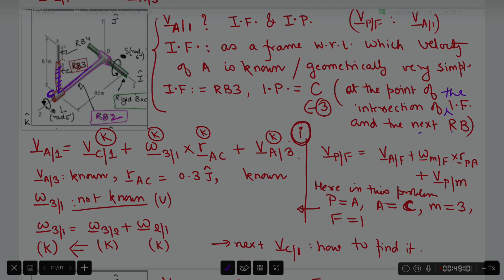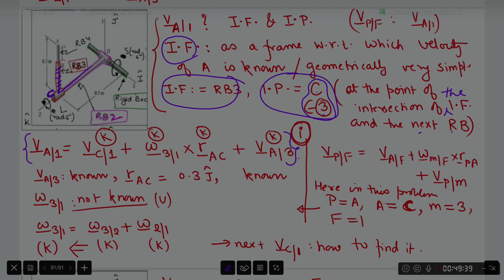And do remember, any time you choose an intermediate point, make sure that C is fixed in your IF. Has to be. So RB3 as IF and C as IP are legitimate choices with the help of which I am going to write the velocity transfer relationship in this manner.